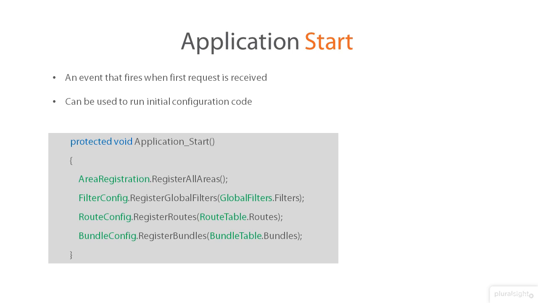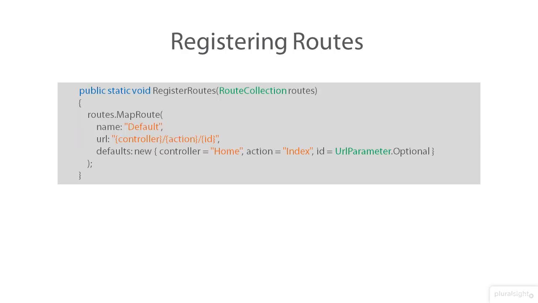Now, the most important use of this event is to register routes for the URL routing module to work with. The register routes method adds any routes that we define to a static collection on the route table class. This is the collection of routes that the URL routing module will try to match to incoming URLs. We need to define these routes before anything else happens so that the requests have something to be matched against.